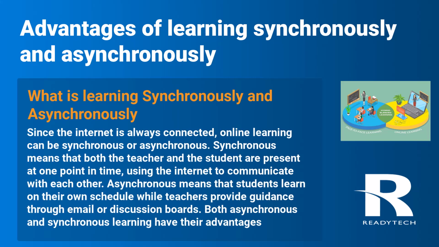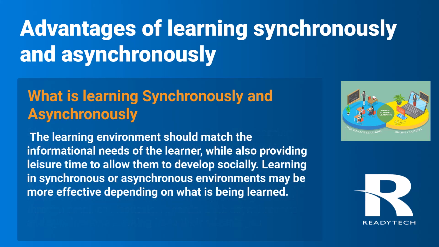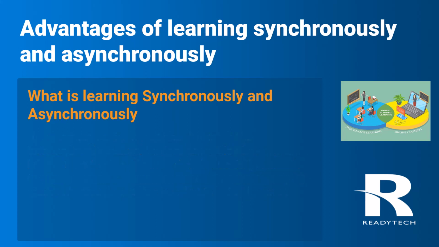Since the internet is always connected, online learning can be synchronous or asynchronous. Synchronous means that both the teacher and the students are present at one point in time, using the internet to communicate with each other. Asynchronous means that students learn on their own schedule while teachers provide guidance through email or discussion boards. Both asynchronous and synchronous learning have their advantages. The learning environment should match the informational needs of the learner, while also providing leisure time to allow them to develop socially. Learning in synchronous or asynchronous environments may be more effective depending on what is being learned.